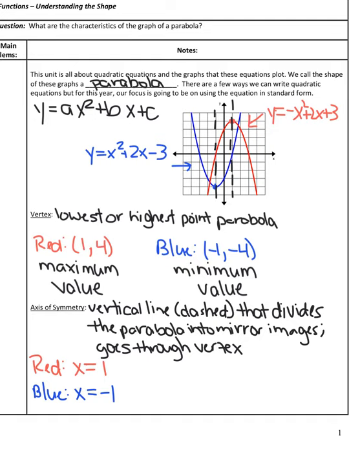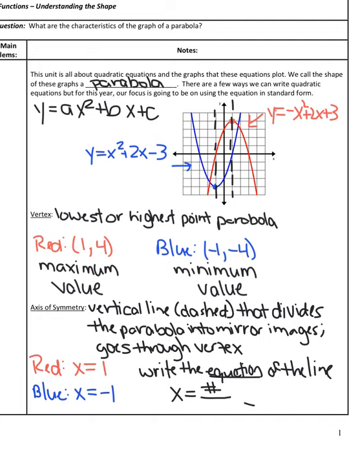And so let's make a note here that we write the equation of the line, which means x equals some number. It's always going to be a number here. And this number is always the x coordinate of the vertex because that's where it's going through. X coordinate of vertex.